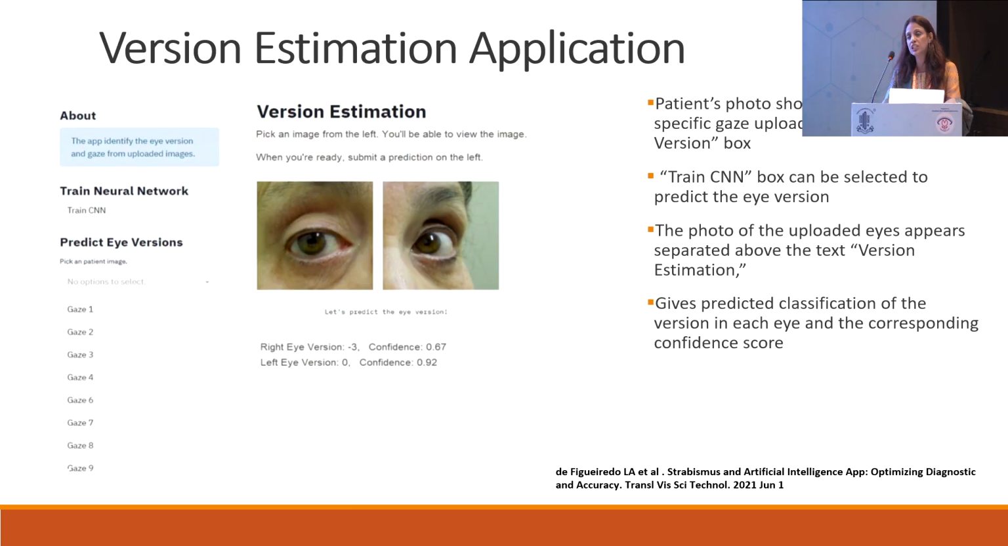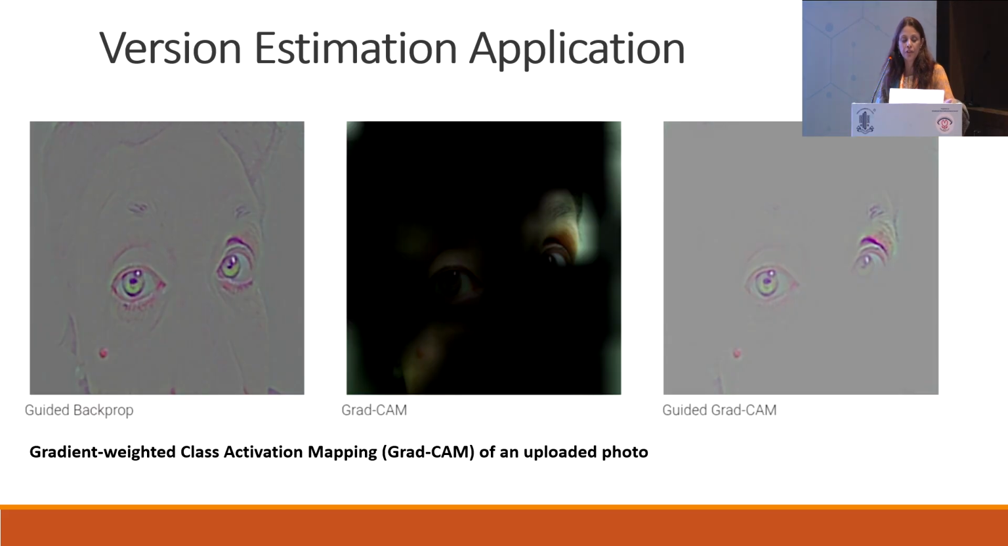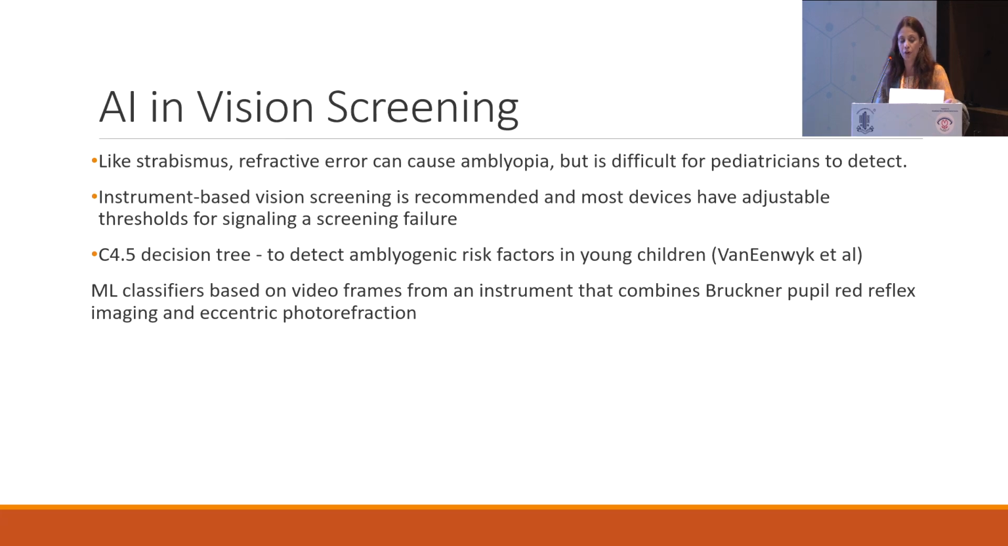Then there is another tool which is measuring the versions. A version estimation application is there. Basically, both the eyes are captured at one go, and that is fed into the box, which is a predict eye version box. Then the training box predicts the eye version and gives it a corresponding confidence score, which is given at the bottom. So this is how it works. Guided backprop then creates a CAM image, and this guided CAM image gives the score.